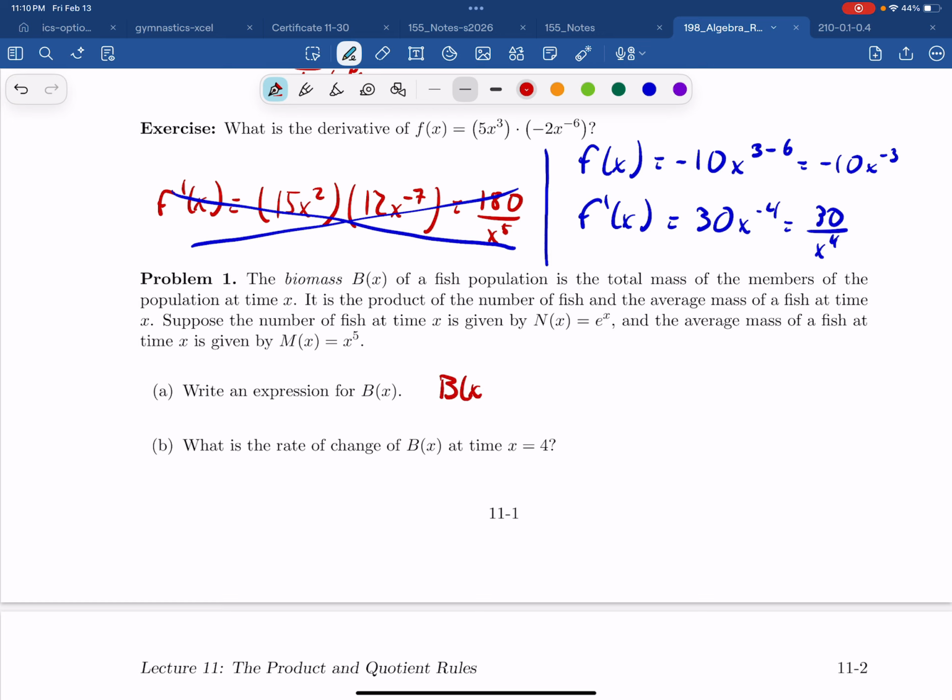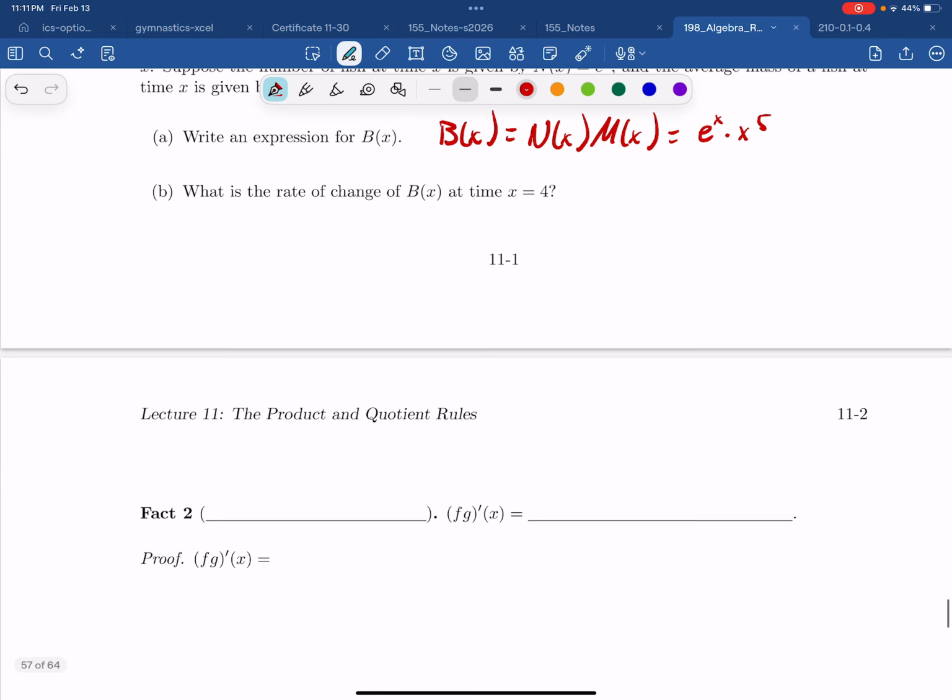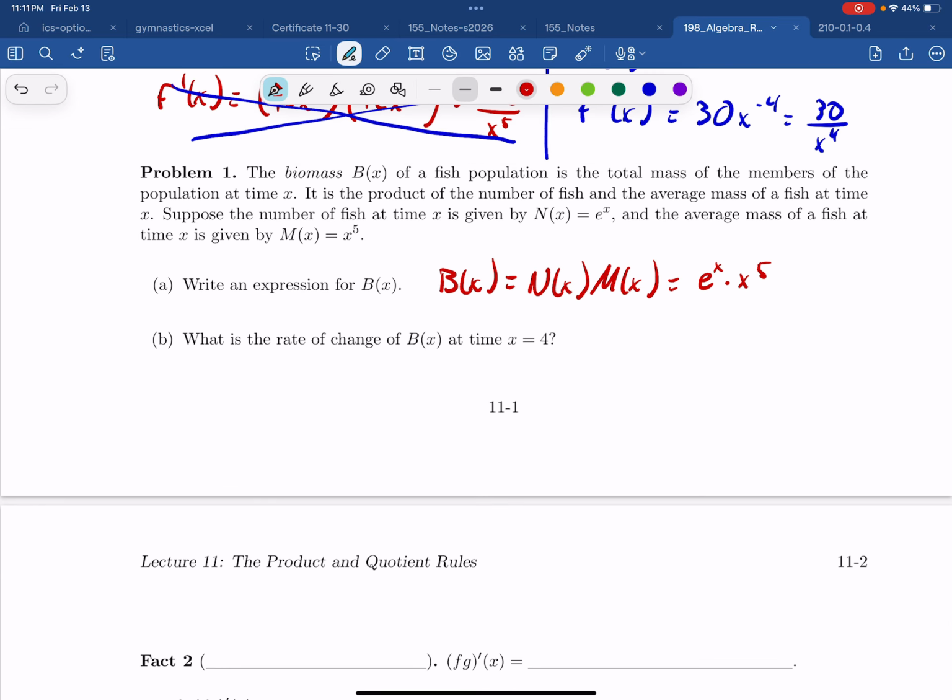B of x is going to equal, just by definition, n of x times m of x, which equals e to the x times x to the 5th. Okay? And so then the question is, what's the rate of change of the biomass at time x equals 4? So this is an example where we cannot simplify this expression, right? We can't simplify an exponential function times a polynomial. So we need a way to find this derivative.